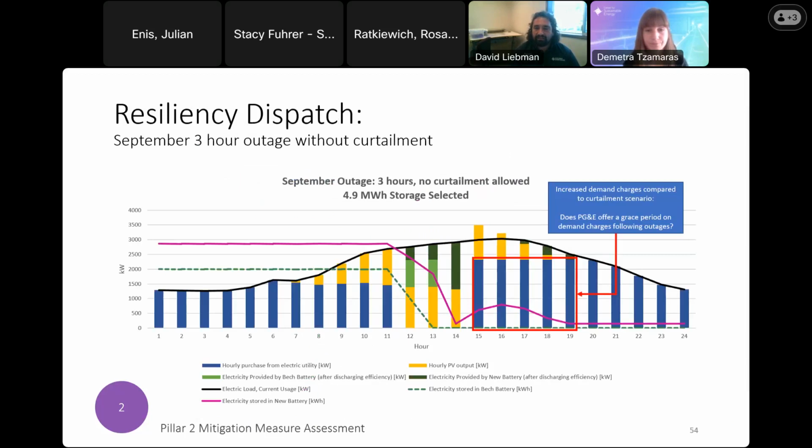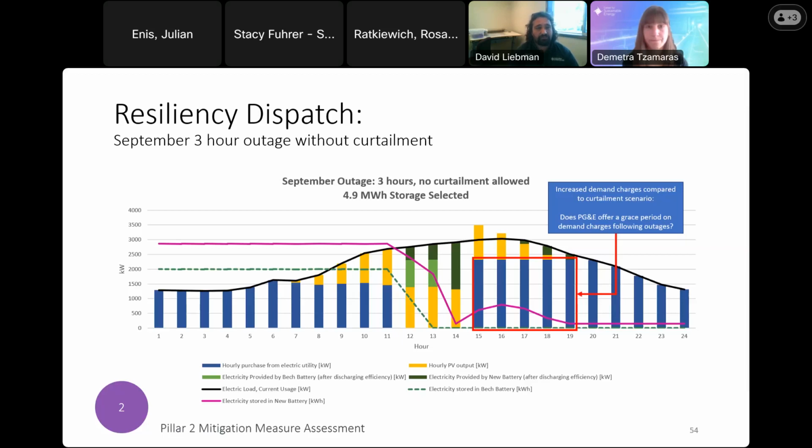And so again, here we could actually utilize the model to then find interesting questions that we can then propose to our utility. So we found that when looking at a 3-hour outage event where we don't allow for any curtailment, right after the event, we would then be hit with a significant amount of demand charges to our bill because we would have utilized all of our battery storage for the outage. And so we then pose the question to our utility, PG&E, is there a grace period or are we going to be hit with demand charges? And these are questions that we really wouldn't have been able to ask unless we went through this modeling effort.